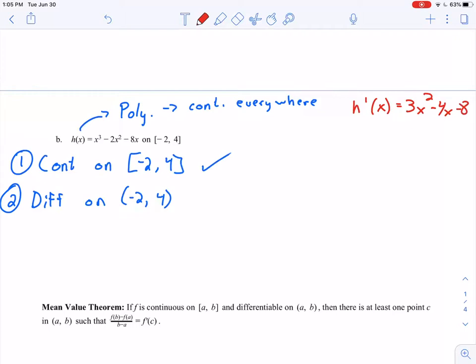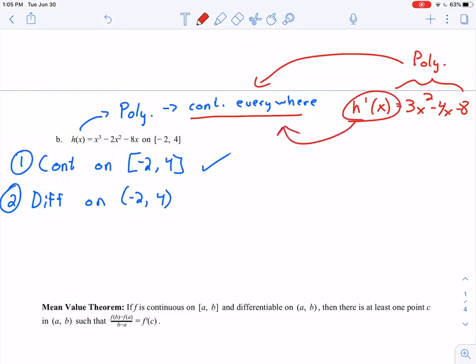And look at this function again. This function is also a polynomial, and polynomials are continuous everywhere. One part about continuity is that the function has to exist everywhere. And remember, that's really all differentiable says. It says that the derivative has to exist on this interval -2 to +4. So if the derivative is continuous everywhere, it must also exist everywhere. So yes, it is differentiable on the open interval -2 to +4.